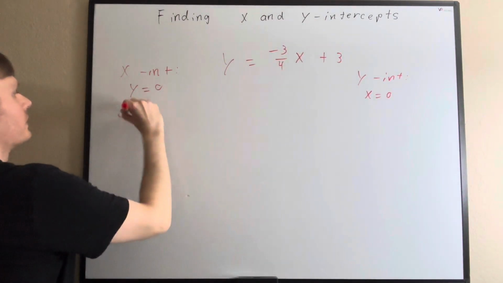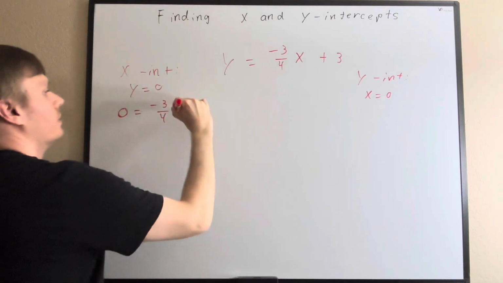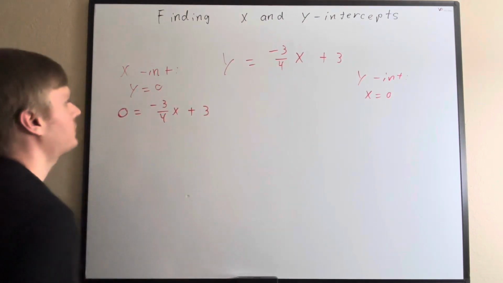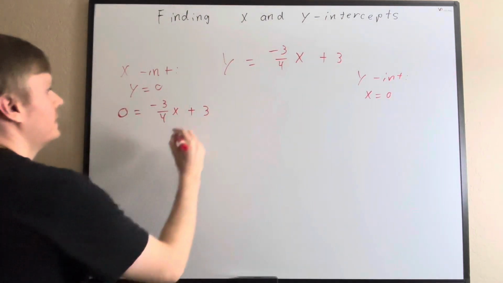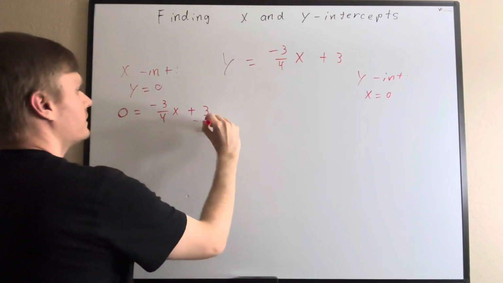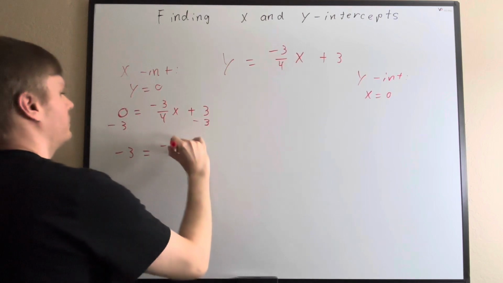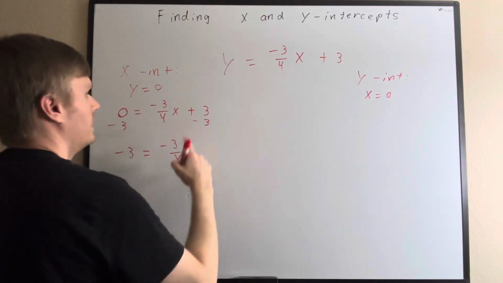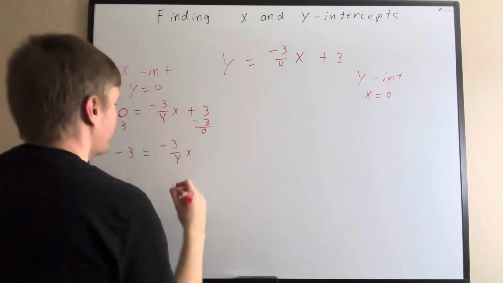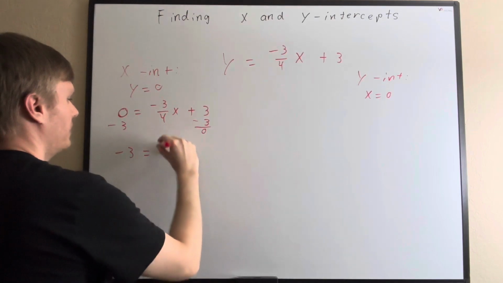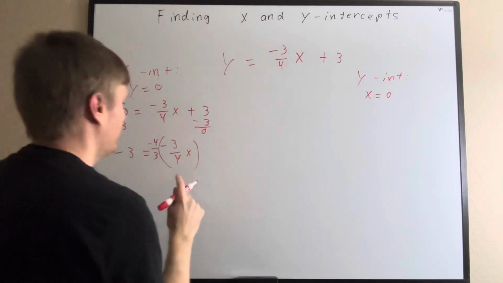Let's do y equals 0. Get the more complicated stuff done first. All right, so we need to solve for x, we need to isolate x. So what do we do? We get rid of this first. Subtract 3 from both sides. -3 equals -3/4 x. That's a 0, so it's -3/4 x plus 0, but you knew that. Now, multiply both sides by -4/3. We've got to multiply by the reciprocal of this because we want to get rid of it.